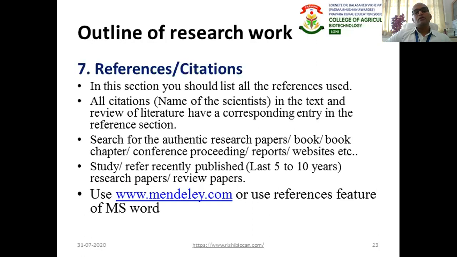So for creating an authentic reference list or authentic research, you should search for authentic research papers, book chapters, conference proceedings, reports, and websites. So there is an issue of plagiarism. Many students unknowingly download a research paper which is written very poorly or with a very poor research background, and they refer to it and also make the same mistake which the scientist made in that research.